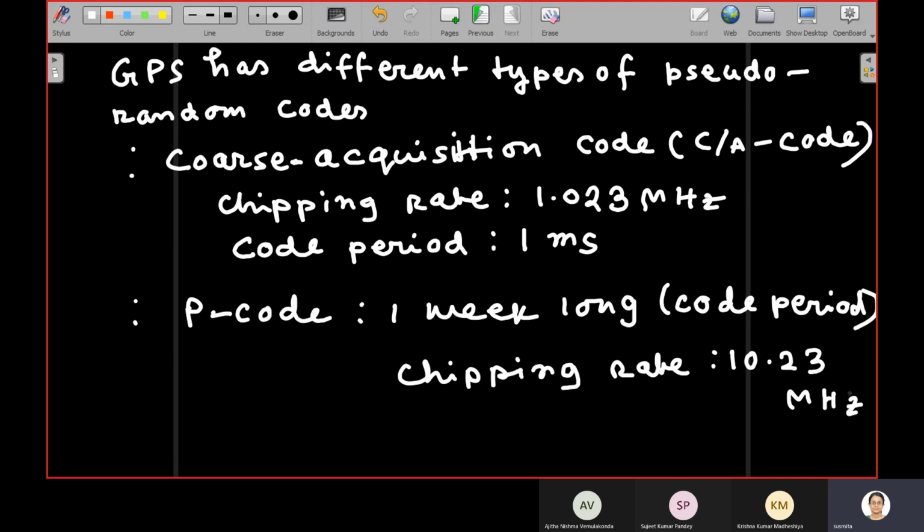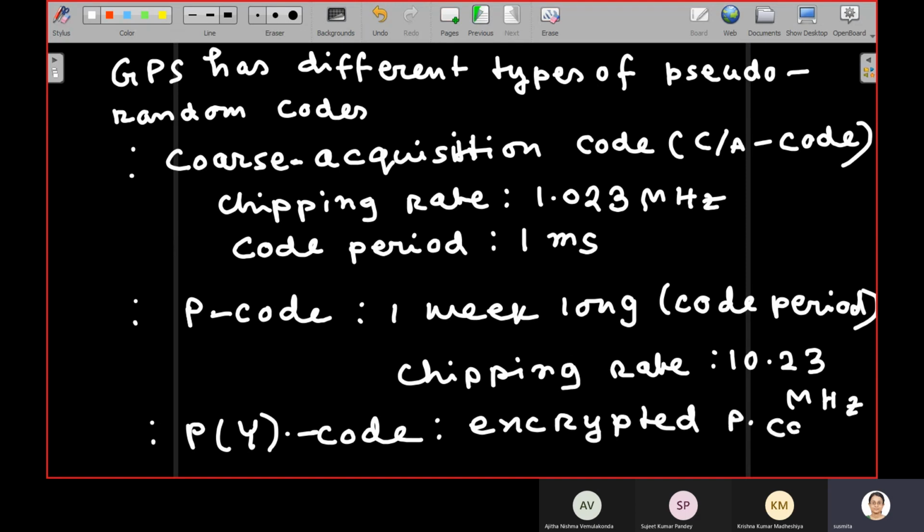Now P code is actually meant for authorized users, for precise positioning service. So P code is encrypted. The encrypted P code is called PY code. Only if the user has a key to decrypt this code can they use the P code and its advantages. Otherwise, they can do processing, but they will not be able to retrieve the code.